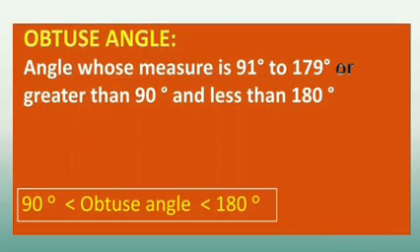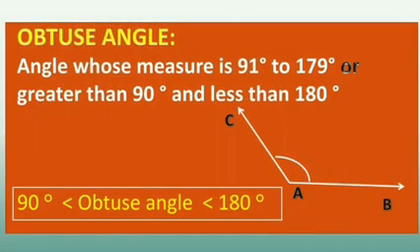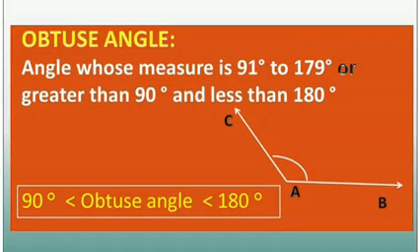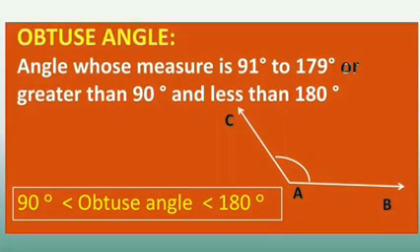Now obtuse angle. An angle whose measure is from 91 degrees to 179 degrees, or greater than 90 degrees and less than 180 degrees, is called obtuse angle. Obtuse angle is greater than the right angle. It comes in this order: acute angle, right angle, then obtuse angle.